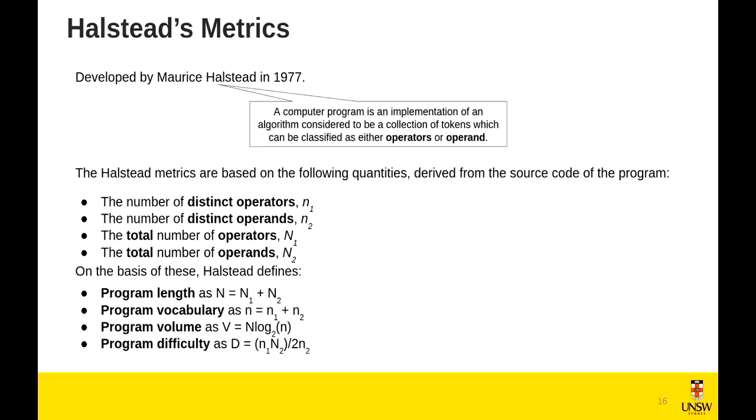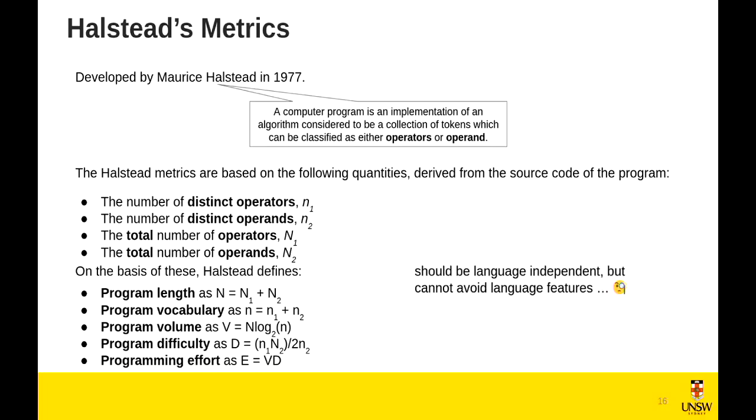Then we have program difficulty, which is calculated as the number of distinct operators times the total number of operands, divided by 2 times the number of distinct operands. This is how we calculate program difficulty using Halstead's metrics. And we have the programming effort, calculated as the program volume times program difficulty.